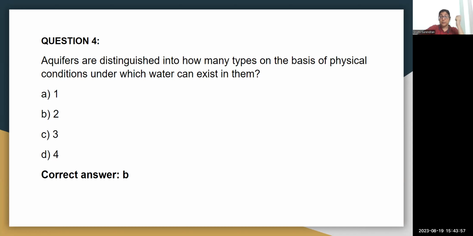One is the unconfined aquifer, with the water table exposed to atmospheric pressure, and the confined aquifer, which is under some kind of pressure. It is either low pressure or higher pressure, or sometimes equal to atmospheric pressure, but the pressure variation is always there. So the correct answer for this is aquifers are distinguished into confined and unconfined aquifers. Now, a perched aquifer is also one kind of unconfined aquifer because on top there's no impermeable formation coming. So that water is also going to be under atmospheric pressure only.